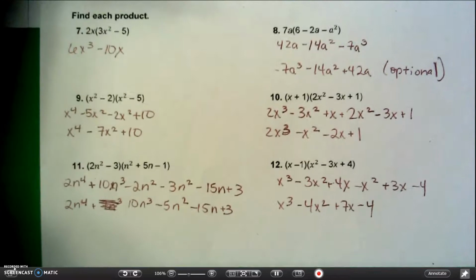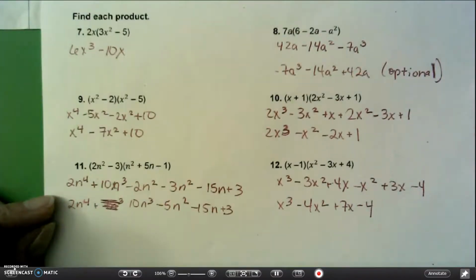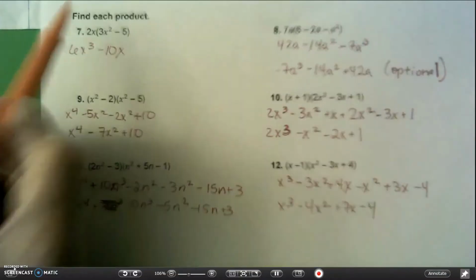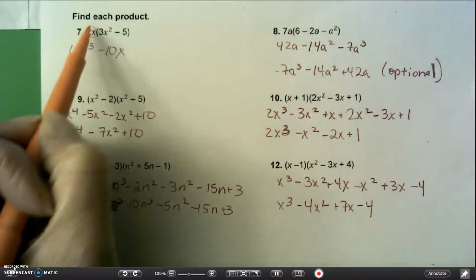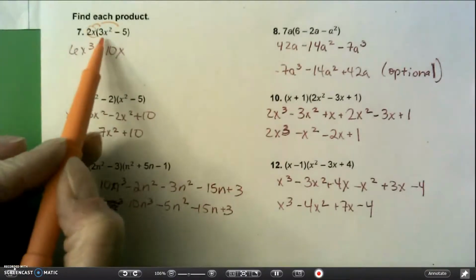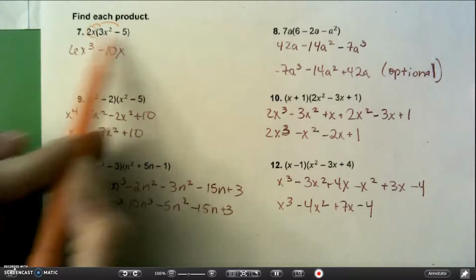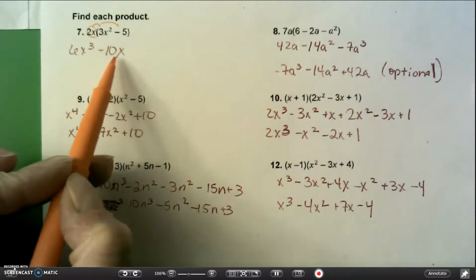So when you're finding the product, distribute. If there's one term outside the parentheses, distribute it to each thing in parentheses. So 2x times the quantity 3x squared minus 5 is 6x cubed minus 10x.